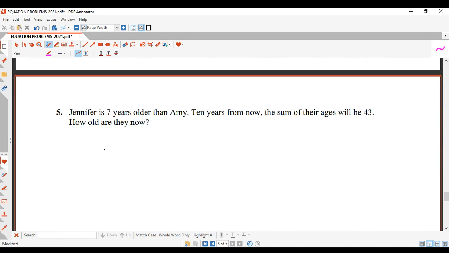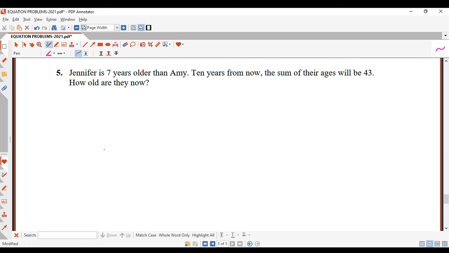And now we're going to look at question 5. It starts off by saying Jennifer is 7 years older than Amy. 10 years from now, the sum of their ages will be 43. How old are they now? Now, there's a specific way of setting this out, which is going to be helpful. So we're going to start off with Jennifer. We're going to write down the names again, just like before, and then we've got Amy underneath.